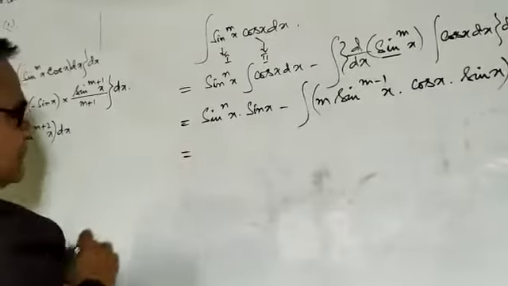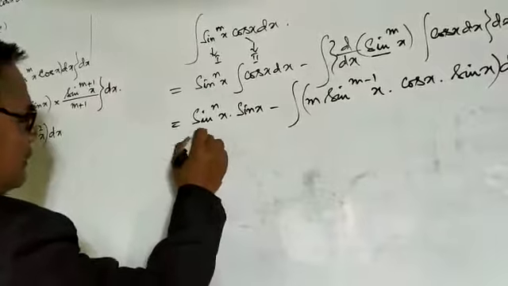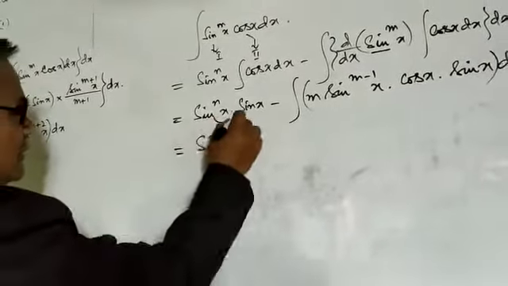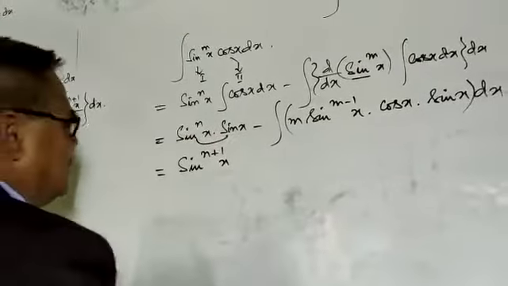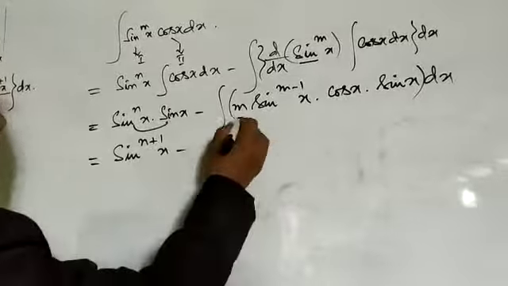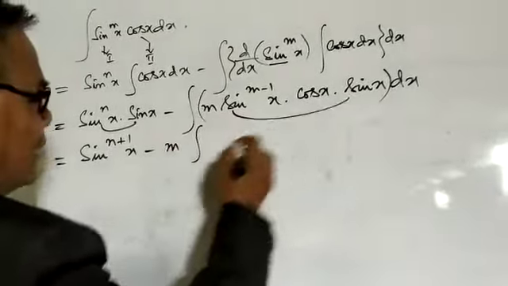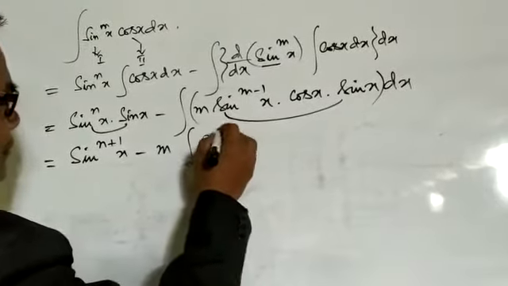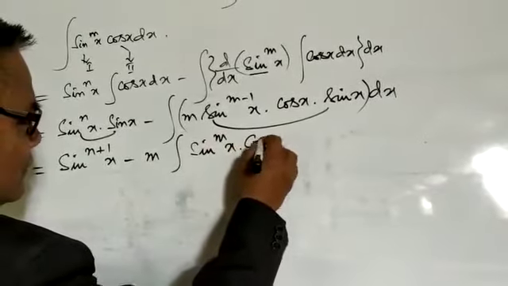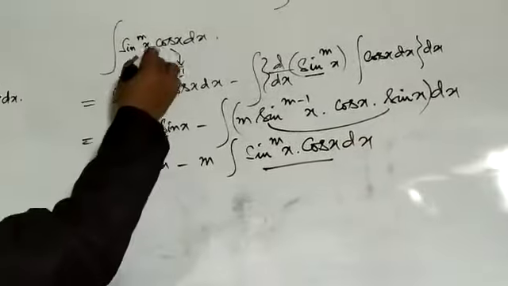So this becomes sine to the power n plus 1 x, because the multiple of sine nx and sine x becomes sine to the power n plus 1. Here it is m. And what is sine into sine? This becomes sine of mx into cos of x dx. This means this becomes the original integration.